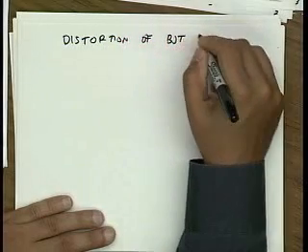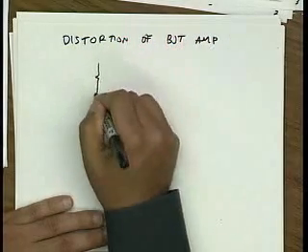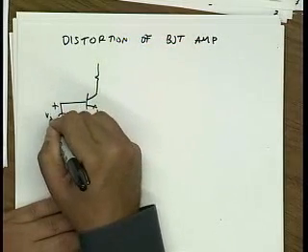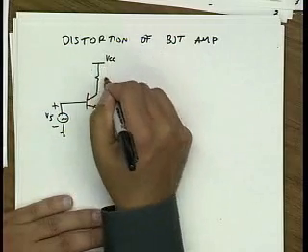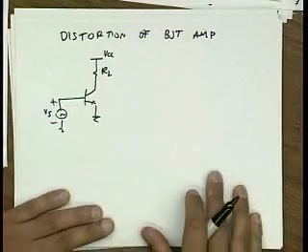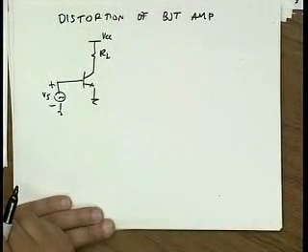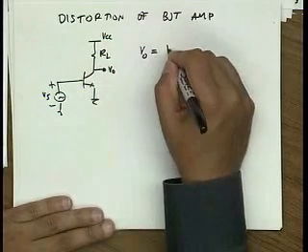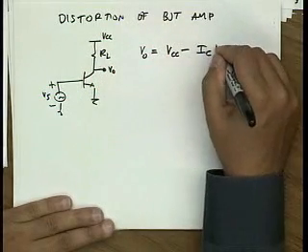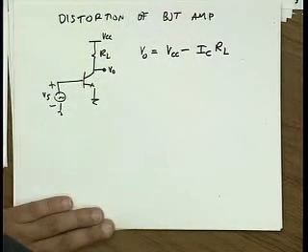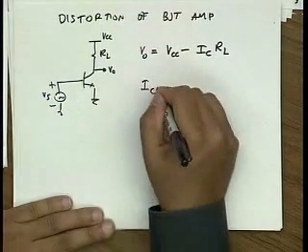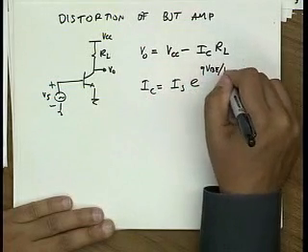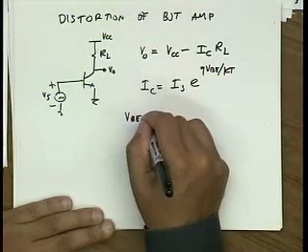Let's look at a BJT amplifier. Bipolar transistor. Simplest transistor in the book, right? Common emitter amplifier loaded by a resistor. Okay? Now I'm not showing the biasing just to make it simple. So the output VO is simply VCC minus IC times RL. Okay? And IC is equal to IS e to the q VBE over KT. And VBE here is equal to VS.